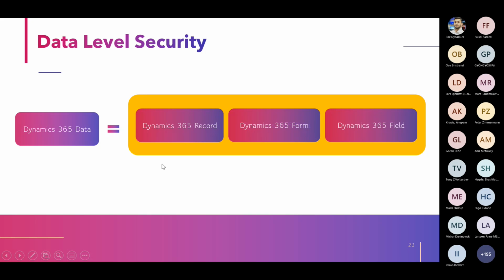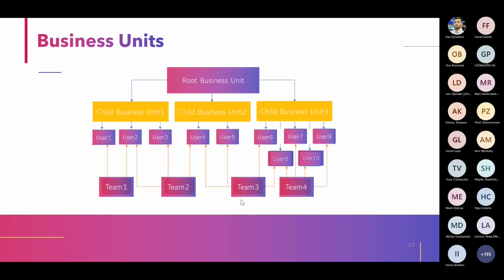Microsoft Dataverse actually provides 3 levels of security. They provide record level security, form level security, and field level security. Let's first discuss the business unit. The business unit also plays a very key role in managing security in your Microsoft Dataverse. Now, what is the meaning of business units? As you can imagine from the name, the business unit comes into the picture when your organization is working in various divisions or various departments.